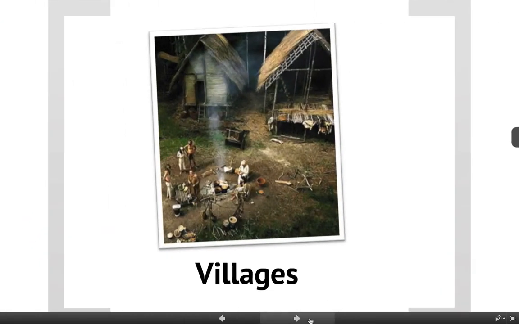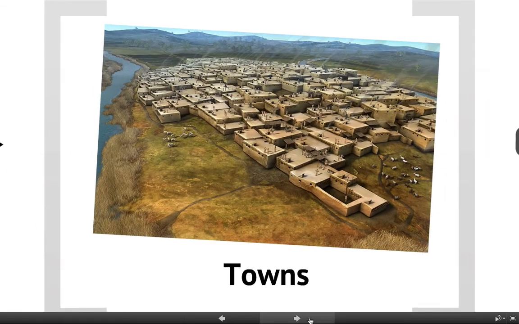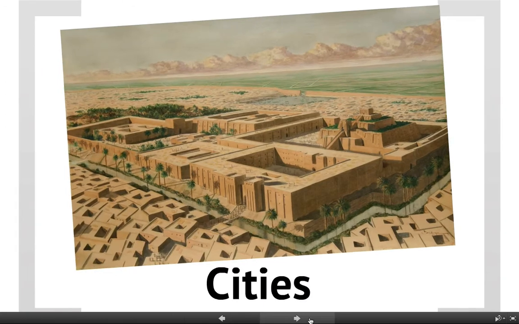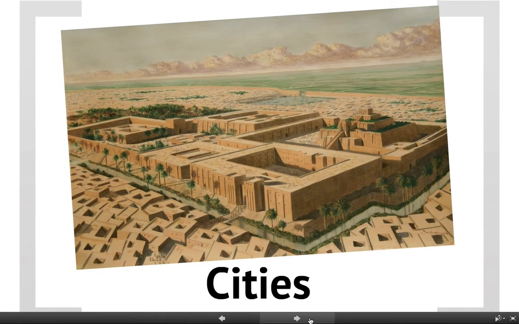This allows the first villages to develop. Villages eventually become towns, maybe with a few hundred people or a few thousand people. These towns eventually become cities with hundreds of thousands or maybe even millions of people. It allows you to have a better quality of life.